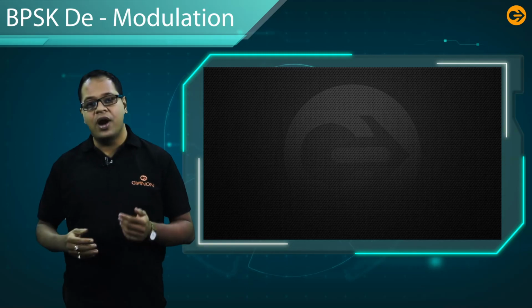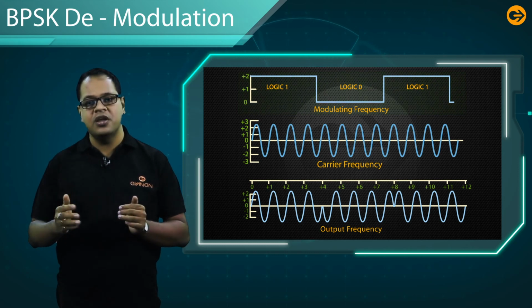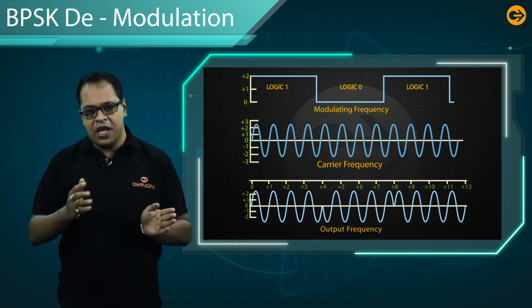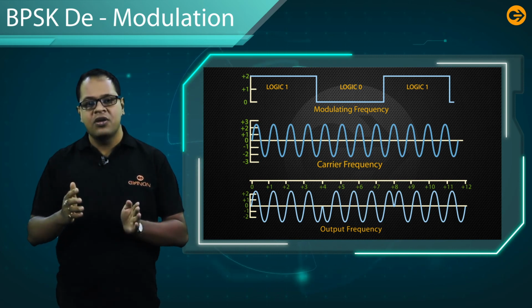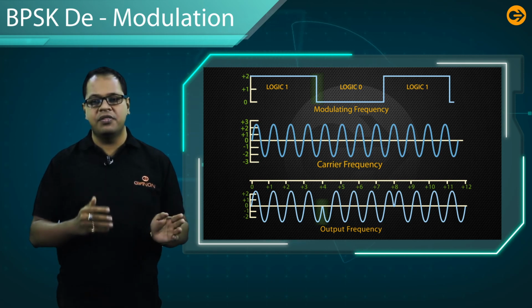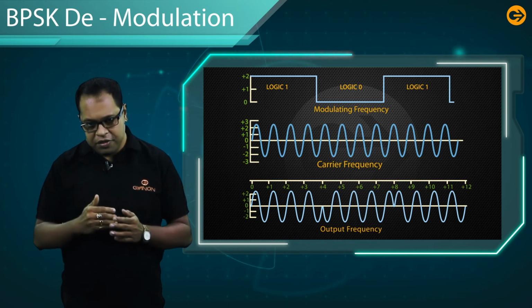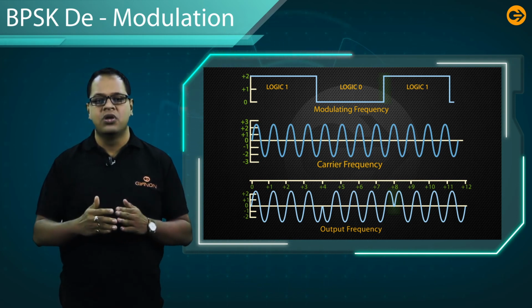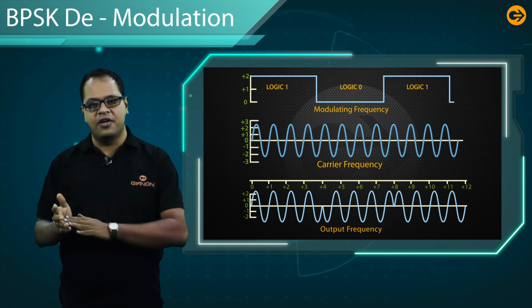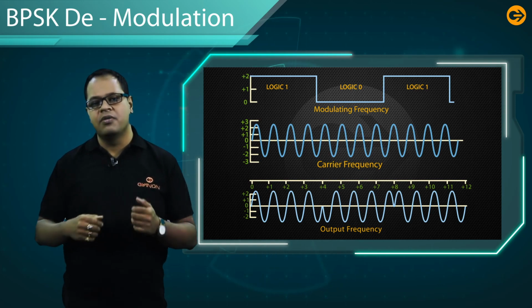Today we are going to discuss BPSK demodulation. Let us have a recap. What is BPSK? The information bits 101 are transmitted through the medium via a carrier, which is a high frequency signal. When the message signal changes from 1 to 0, there is one phase change in the carrier. Also, when the message signal changes from 0 to 1, there is another phase change. This concept is known as binary phase shift keying, or BPSK.